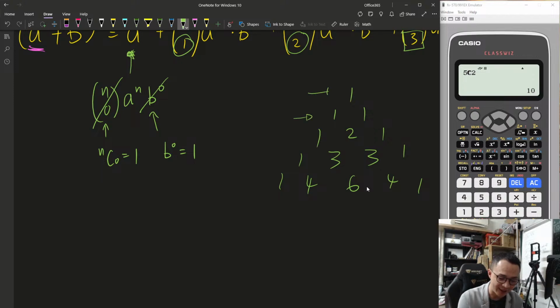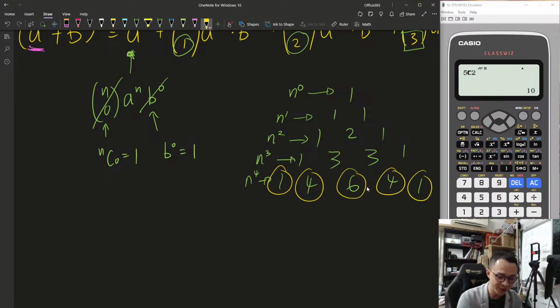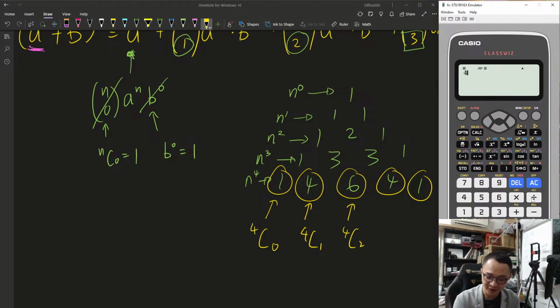This is n power of 0, then n power of 1, n power of 2, n power of 3, n power of 4. Let's say n power of 4, how do I get all these values? The first value is 4C0, and this number is basically 4C1. This number is basically 4C2. You can try, 4C2 is basically 6, and then this one is basically 4C3. You can try, 4C3 is basically 4, and then the last one is 4C4.